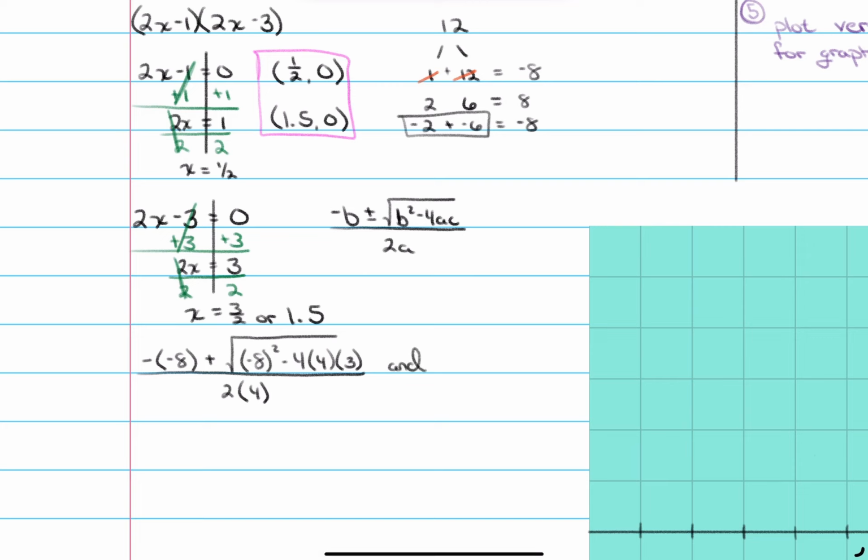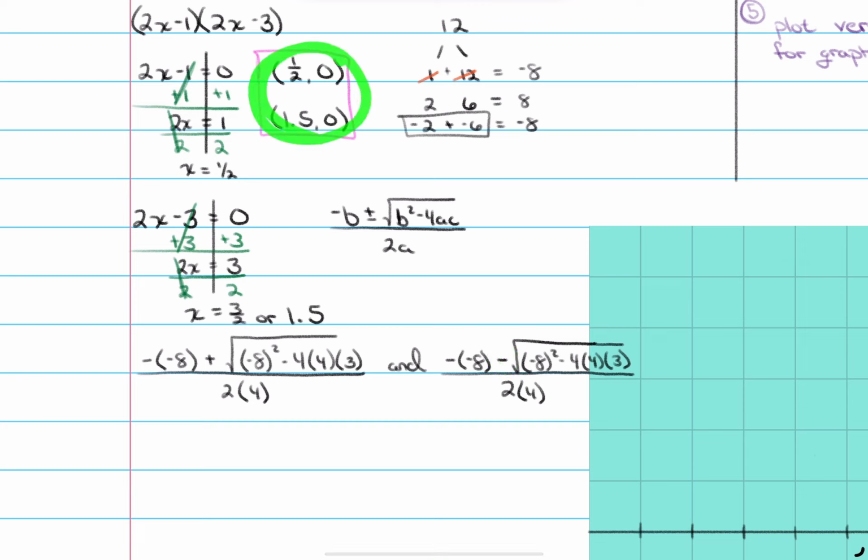And we have to do negative 8 minus. We have to do the minus of everything. And that would be negative 8 squared minus 4 times 4 times 3 all over 2 times 4. So you have to do the problem once with the plus sign and once with the minus sign. You're still going to come out with these two answers of 1/2 and 1.5. Okay? So those are just two options. This is the quadratic formula.